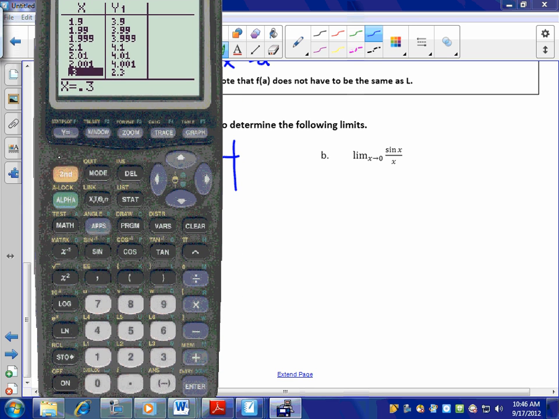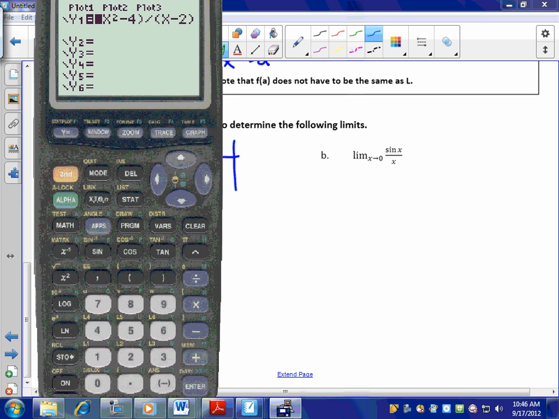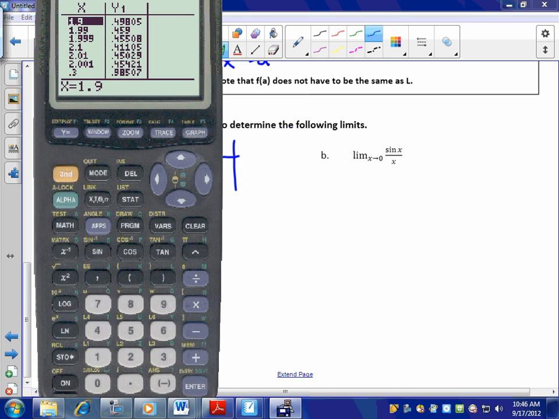Again, we want to be working in radians. I think everybody's calculator should be there. We go to y equals, and we got sine of x divided by x. And we want to approach 0. So I go to my table. What kind of numbers should I plug in? Let's approach from the left-hand side.